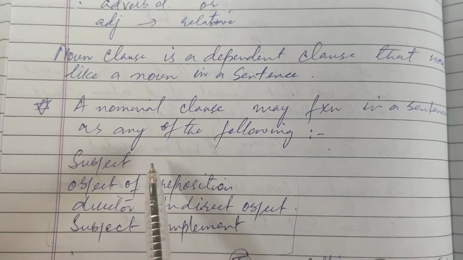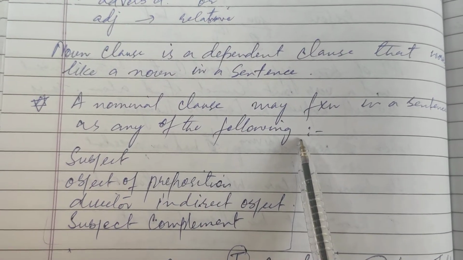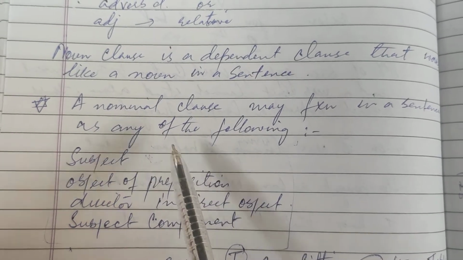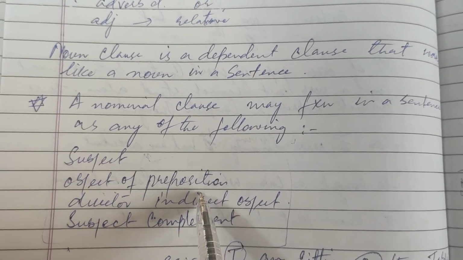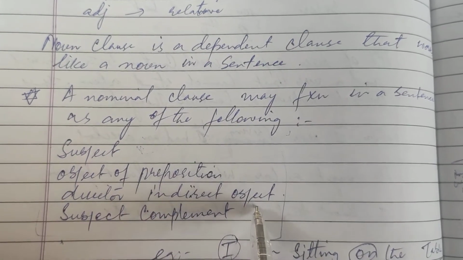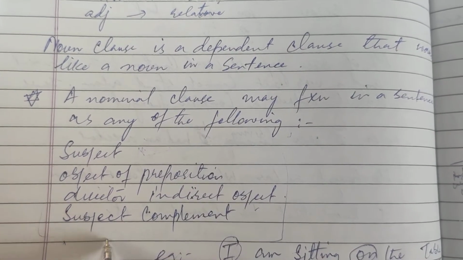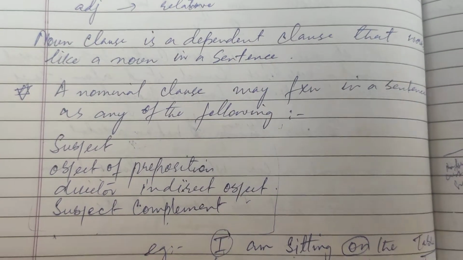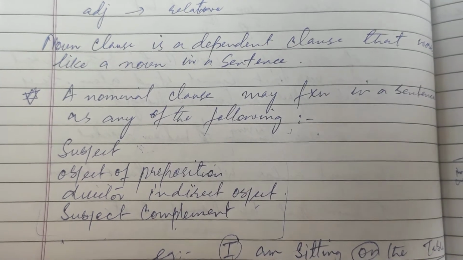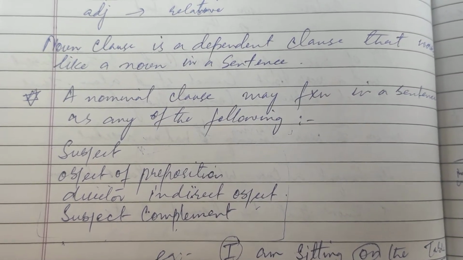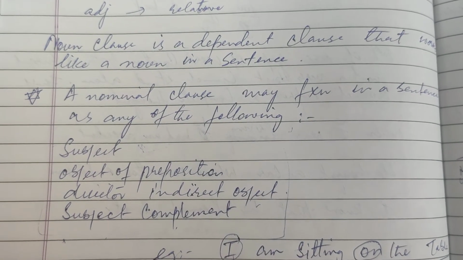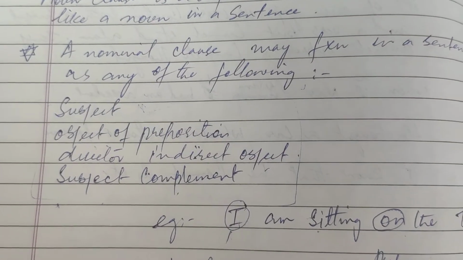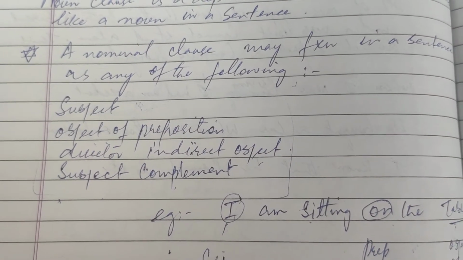We will go through examples showing how a nominal clause can work in a sentence as a subject, or as an object of preposition, or as a direct or indirect object, or as a subject complement. Subject, you know, is the doer in the sentence. So whenever a nominal clause works as a subject, we can see that it is the nominal clause.